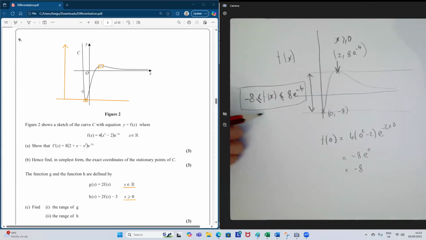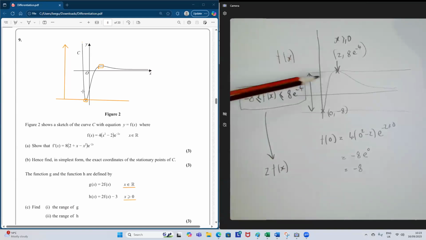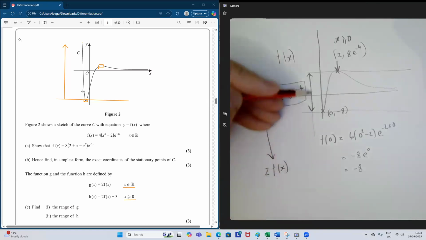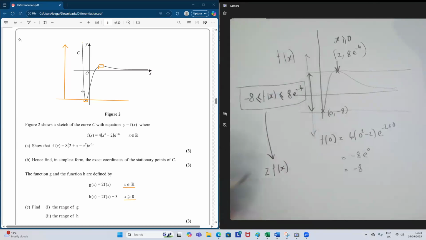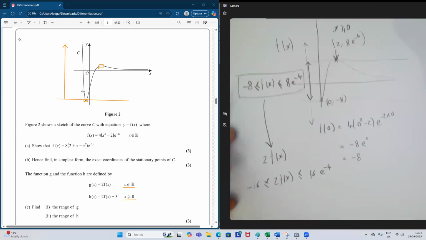So now we can turn our attention to the h of x. First of all, we need to do a stretch by scale factor 2 parallel to the y-axis. A stretch of scale factor 2 parallel to the y-axis is going to have the effect of doubling all of the y coordinates. So if we have 2 times f of x, then our range for 2 times f of x is going to go all the way up to 16e⁻⁴, and it would come all the way down to -16, because we'd have to double that. So that would be our range for 2 times f of x.